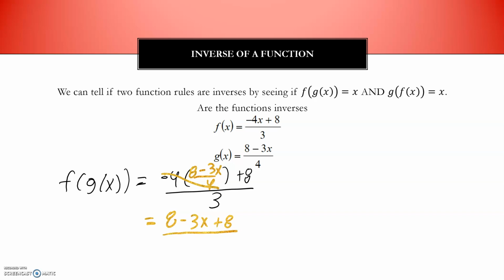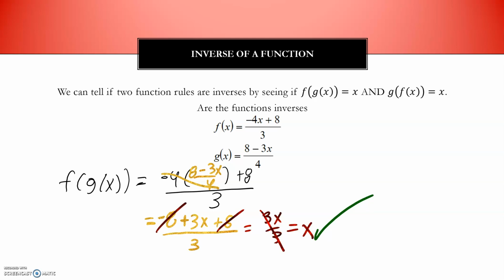over, and that would be actually negative over 3. So the 4's cancel, but the negative stays. And we know that negative 8 and positive 8 cancel. We know that then we would get 3x over 3, and the 3's would cancel. We get x.